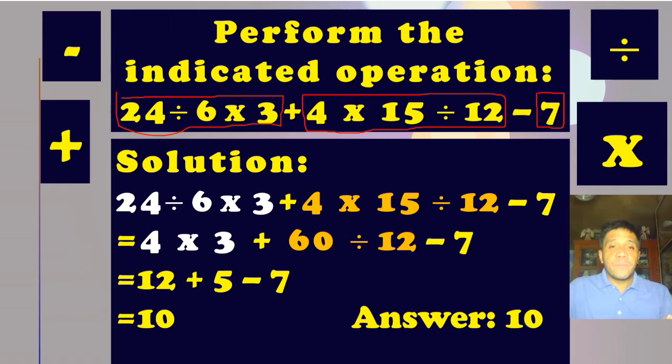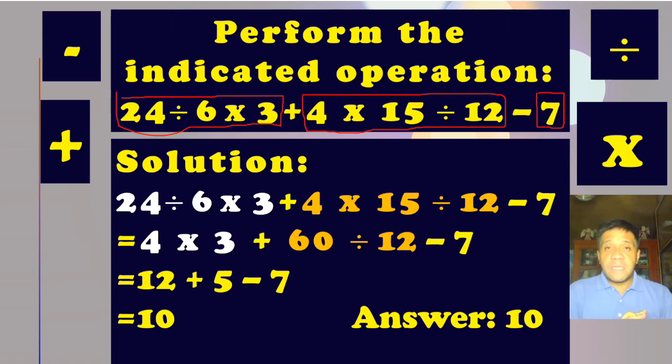So next, 4 times 3 is 12. 60 divided by 12 is 5. Then copy the minus 7. So we have now 12 for the first term plus 5 for the second term minus 7. Then 12 plus 5 is 17, minus 7, and we have 10. So the answer in this given example is 10.